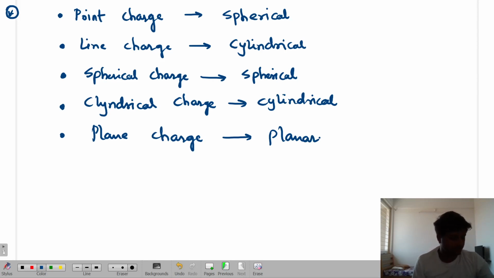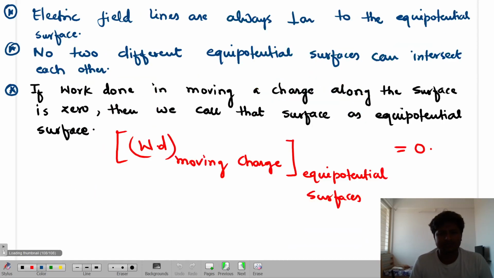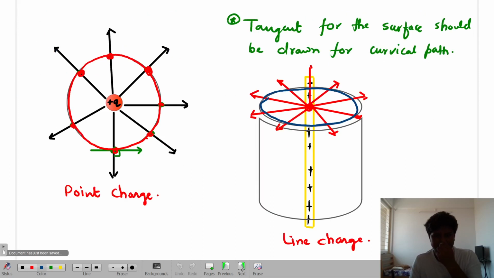Okay, so I'll ask one question and then we'll move ahead. Okay? How many things about equipotential surface? Okay, so what we will do, we'll stop it over here.